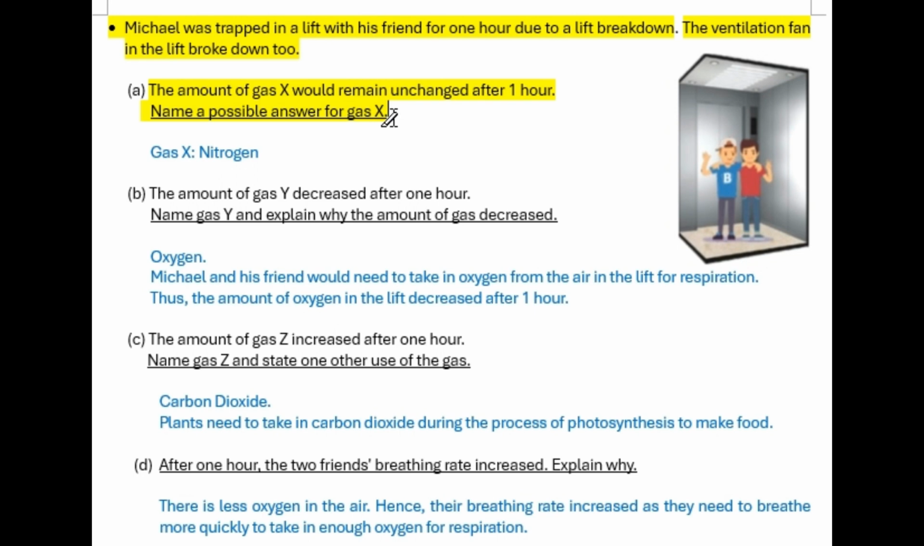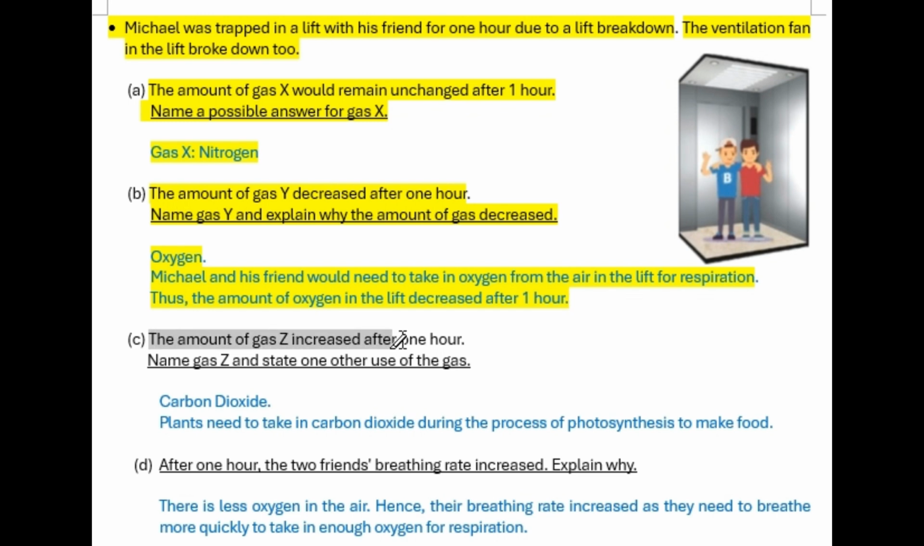Name a possible answer for gas X. Gas X, nitrogen. B. The amount of gas Y decreased after 1 hour. Name gas Y and explain why the amount of gas decreased. Oxygen. Michael and his friend would need to take in oxygen from the air in the lift for respiration. Thus, the amount of oxygen in the lift decreased after 1 hour.